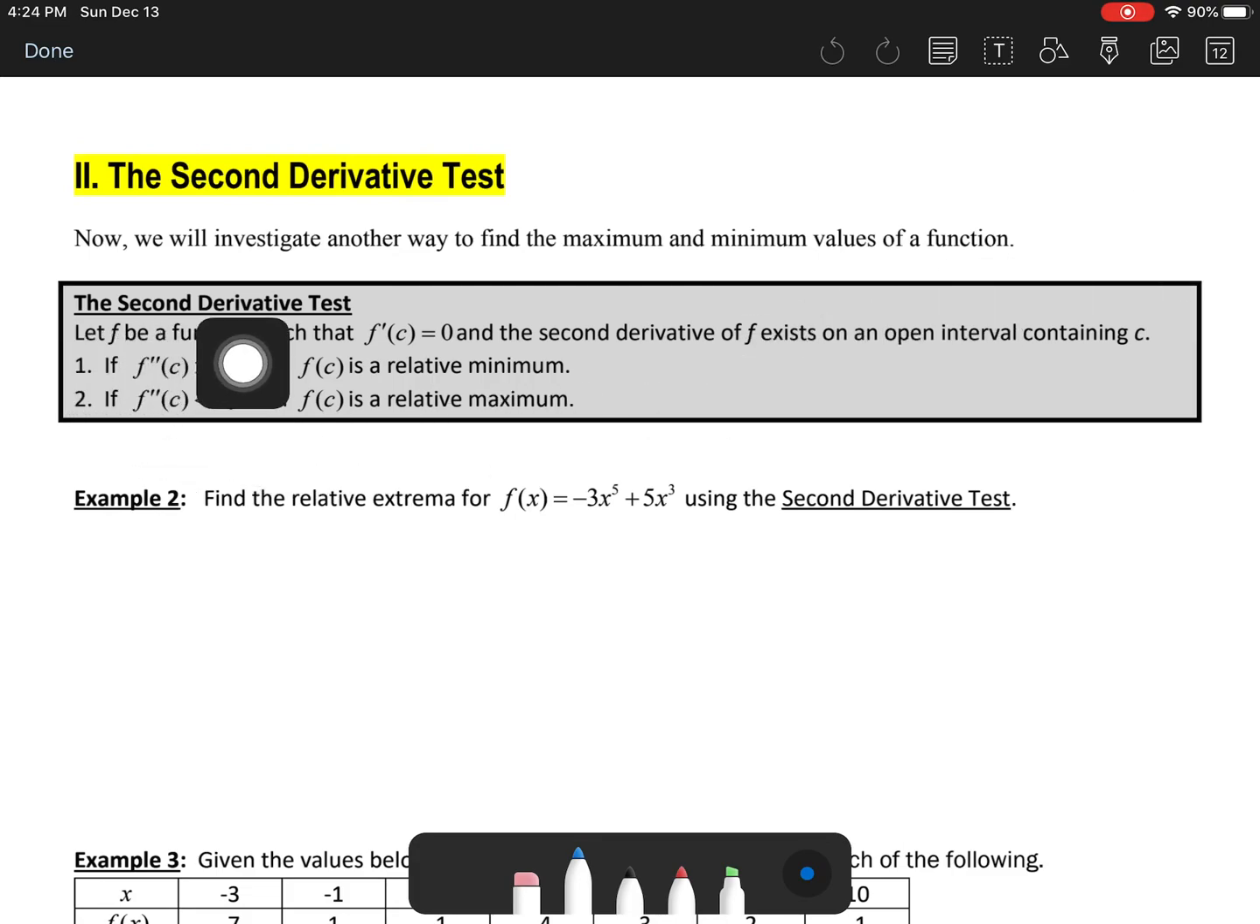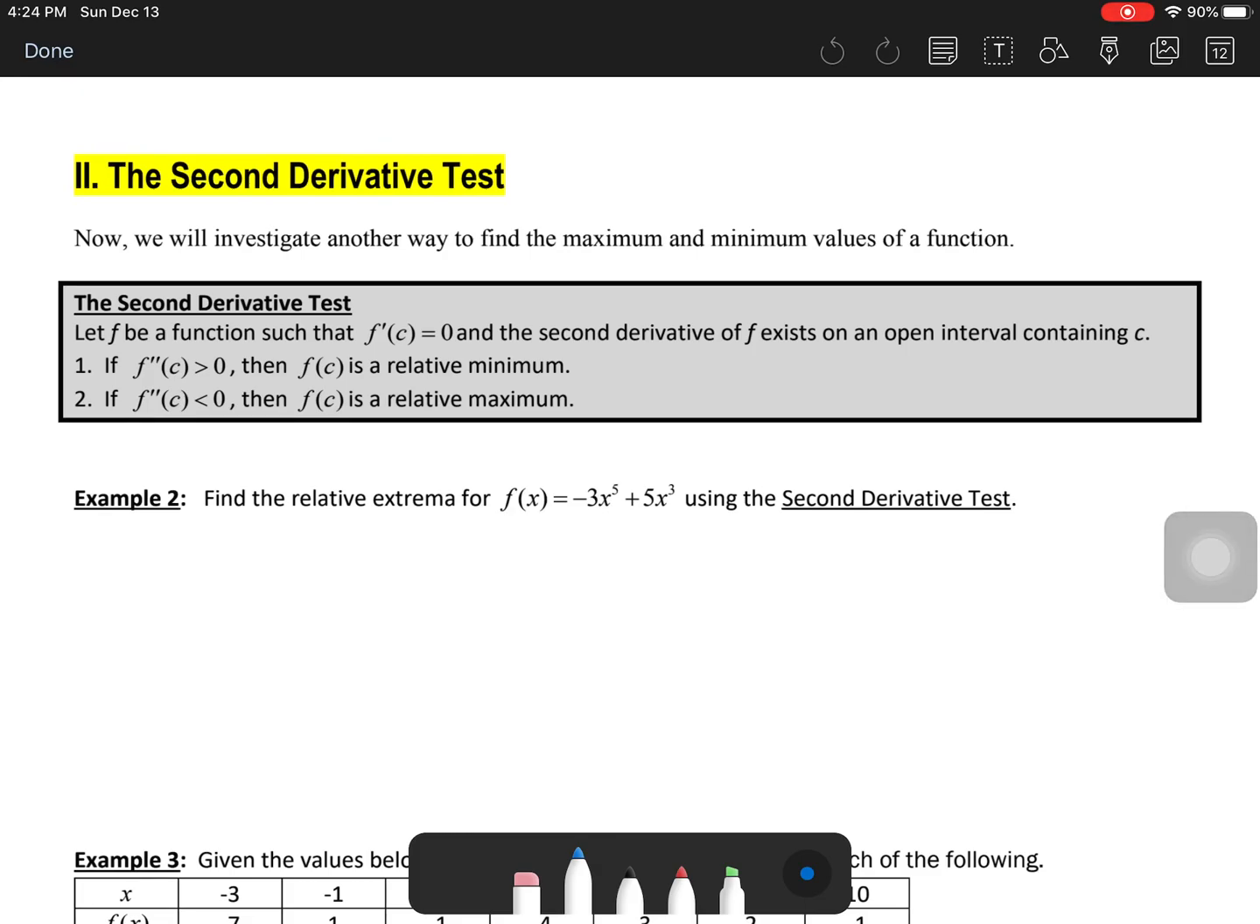So with this one, the second derivative test says: let f be a function such that f prime of c equals 0. So that part's the same. First derivative, we set it equal to 0, and the second derivative of f exists on an open interval containing that critical value. So if f double prime, the second derivative, is greater than 0, then we'd have a relative minimum. I'll give a visual on that.